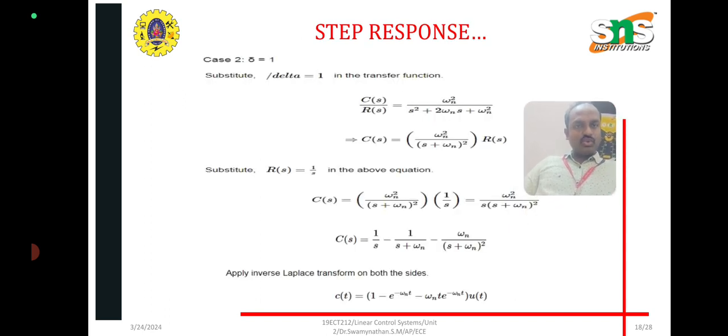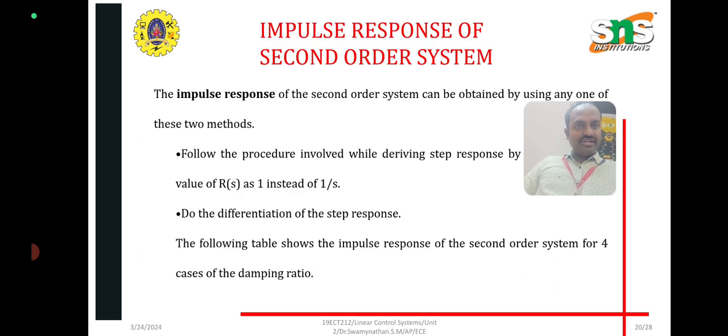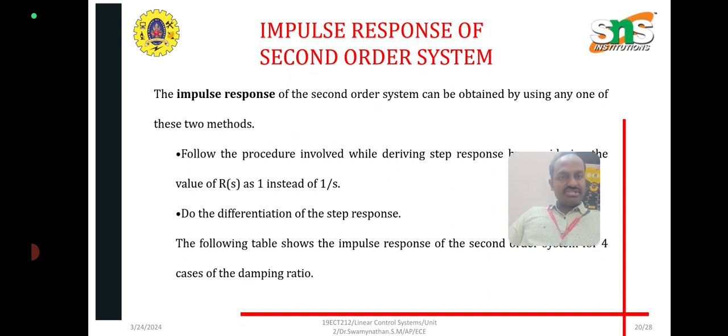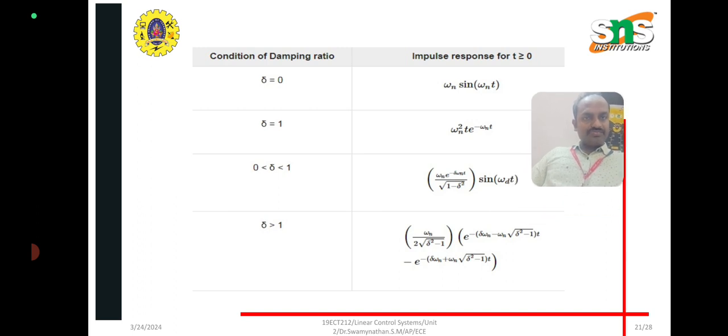In the same way, case 2, for tau equal to 1, you get the transfer function, and based on this you take the inverse Laplace transform to get c(t) from C(s). Next, following with the activity, the impulse response of the second order system is defined using these two different methods. Following the procedure, consider R(s) equal to 1, and then by differentiation you get the value. For the condition of damping ratio tau equal to 0, you get omega n sin omega n t; then tau equal to 1, tau between 0 and 1, and tau greater than 1, you get the impulse response based on the damping ratio.